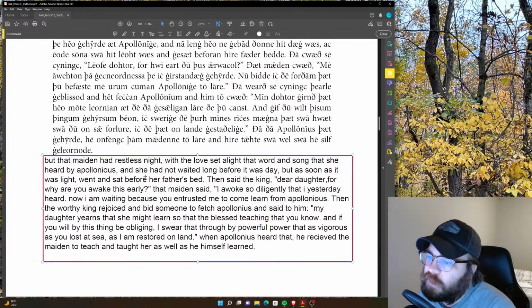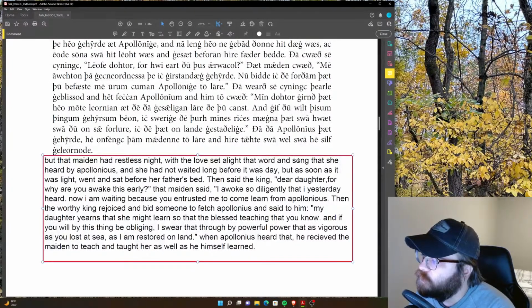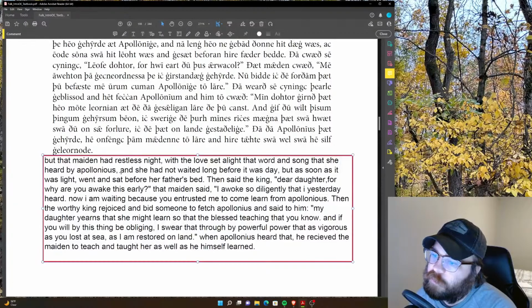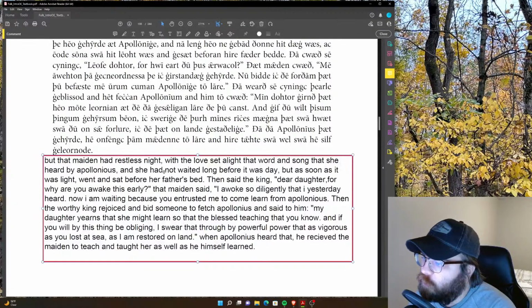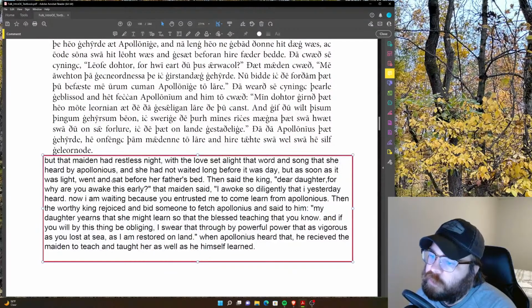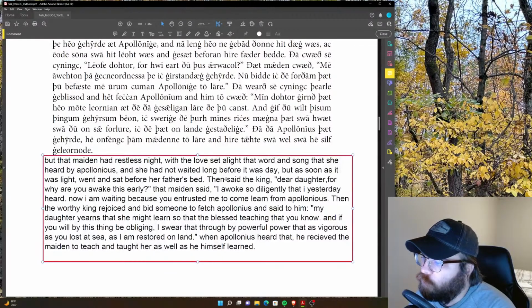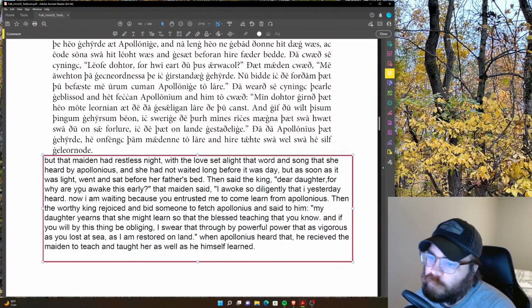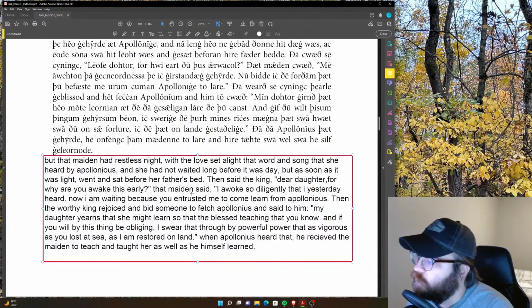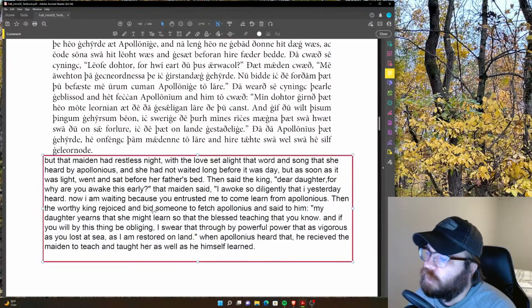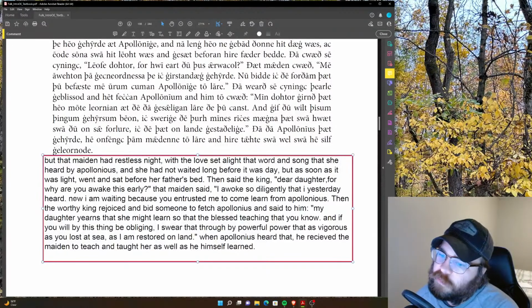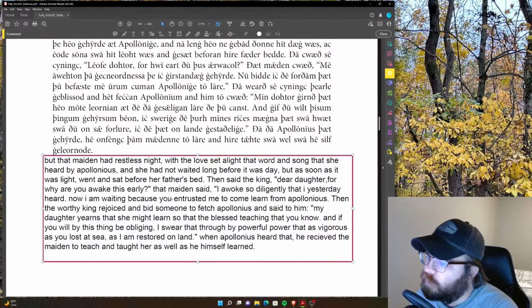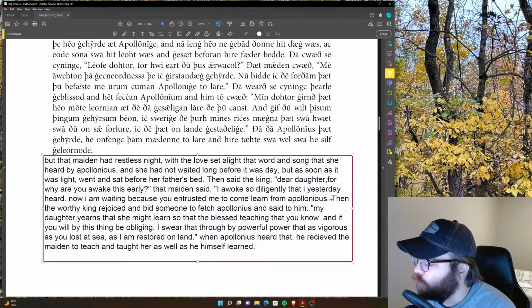But the maiden had a restless night, with love set alight that the word and song that she heard from Apollonius. And she had not waited long before it was day, but as soon as it was light, went and sat before her father's bed. Then said the king, Dear daughter, for why are you awake this early? The maiden said, I awoke so diligently that I yesterday heard. Now I am waiting because you entrusted me to come learn from Apollonius.